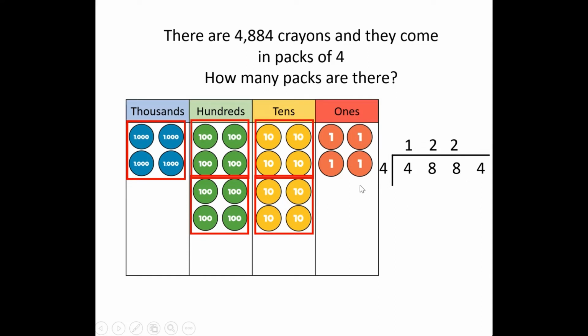2. Finally, how many groups of 4 are in the ones? What do you think at home? One group. Well done. Again, look at the bus stop method. How many 4s go into 4? 1. And the answer to this question would be 1,221.